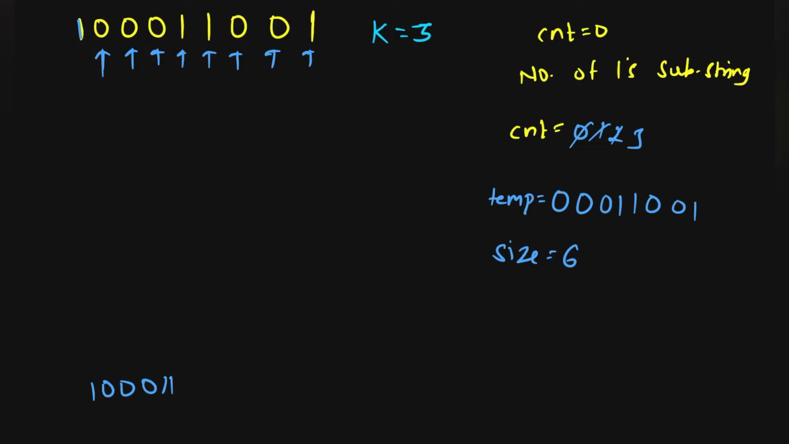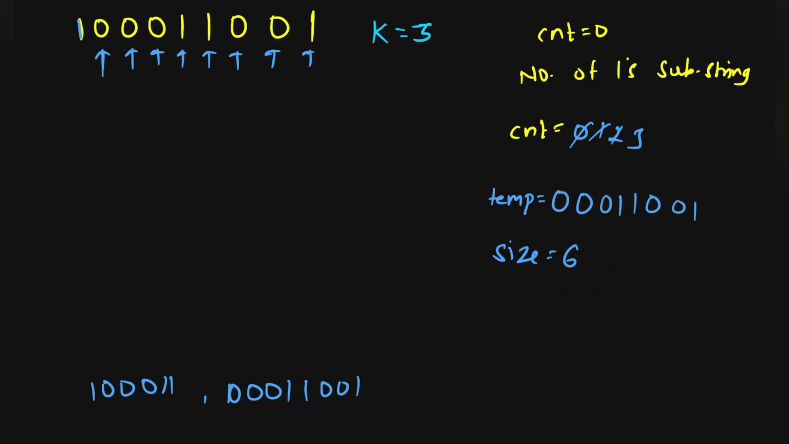Now I can see that my value of counter is equal to k, which means my substring has exactly 3 number of ones in it. So we will add this substring in my temporary vector, that is 0 0 0 1 1 0 0 1. Now before this my size was 6. Now I will check, is the size of this temporary substring smaller than 6? Let's check 1 2 3 4 5 6 7 8. No, it is not smaller than 6. Therefore I will not update my size, right?